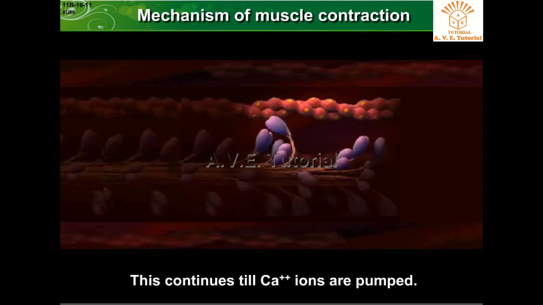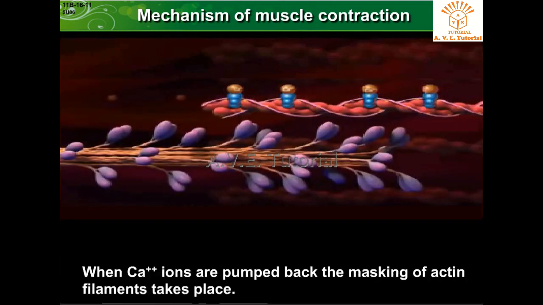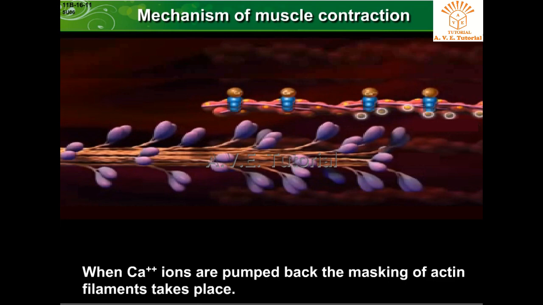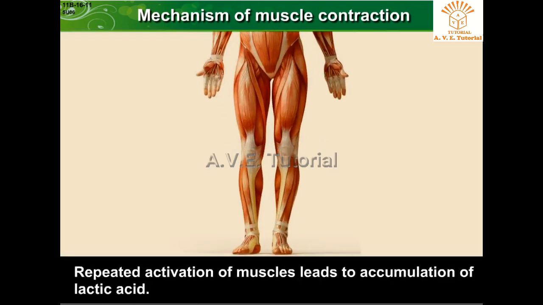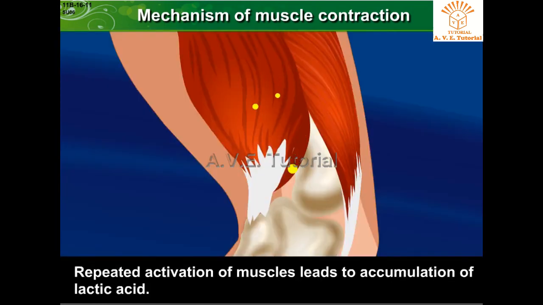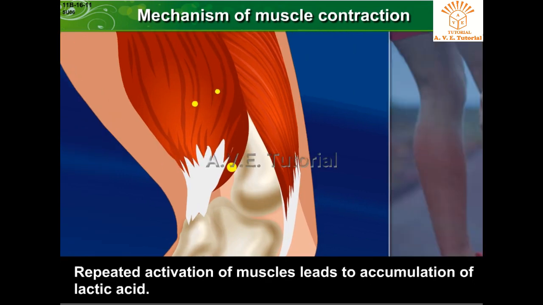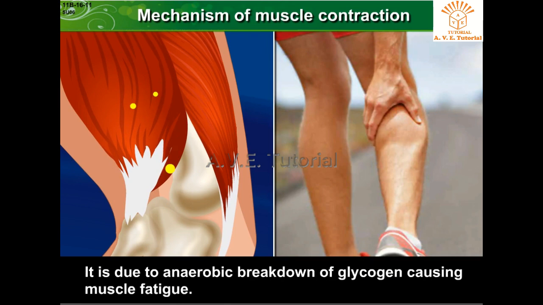This continues till Ca2+ ions are pumped back, when the masking of actin filaments takes place. Repeated activation of muscles leads to accumulation of lactic acid due to anaerobic breakdown of glycogen, causing muscle fatigue.